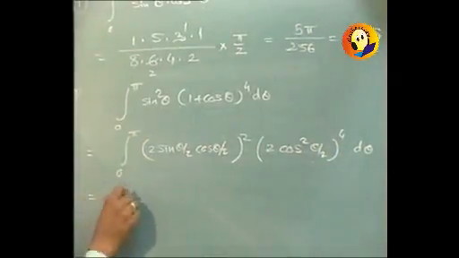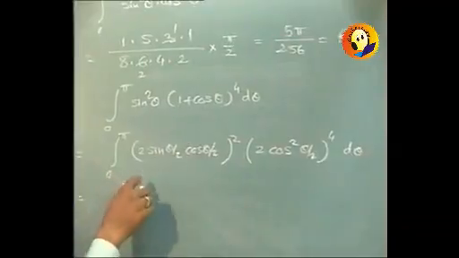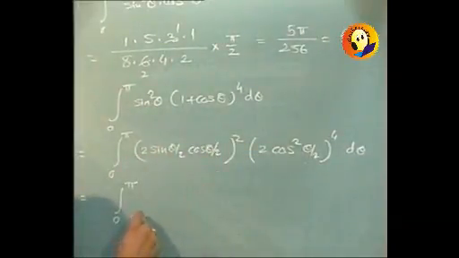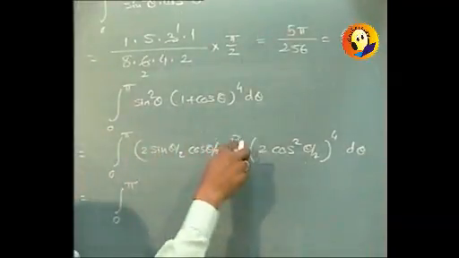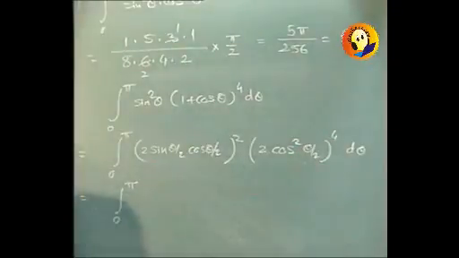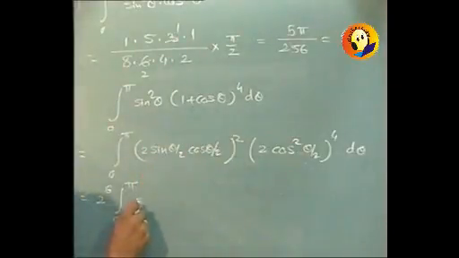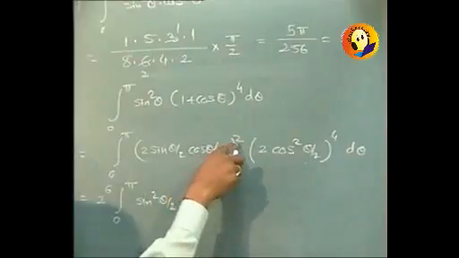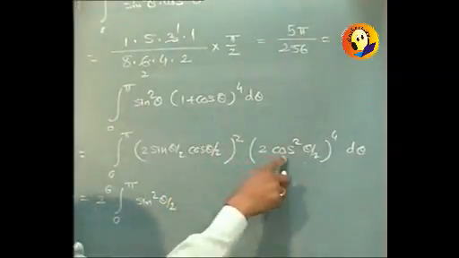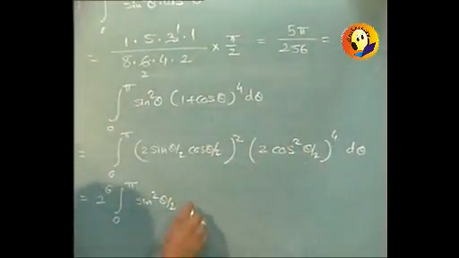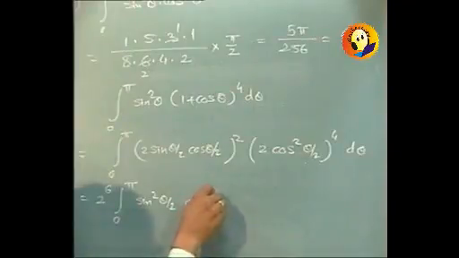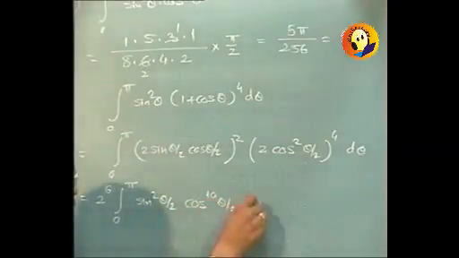So effectively it comes out to be integral 0 to pi. This is 2 square, that is 4. This is 2 raised to 2 and this is 2 raised to 4. Ultimately 2 raised to 6 will go out. This is sin square theta by 2. Next term will be cos square theta by 2 and this is cos raised to 8 theta by 2. So ultimately it will be cos raised to 10 theta by 2 d theta.